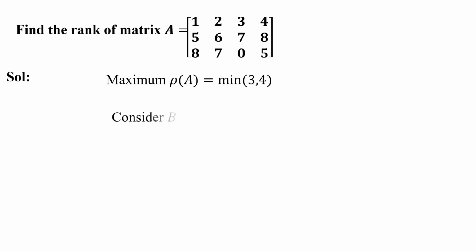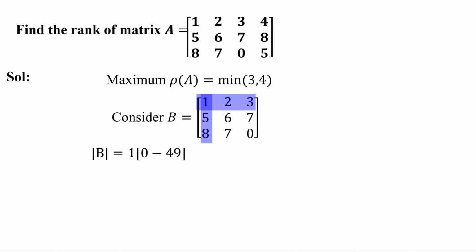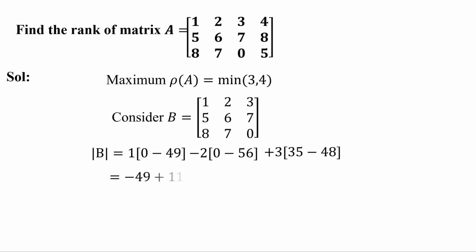Let B be the minor of A, which is of order 3. For the determinant of matrix B, for the first element, you get 1 into 0 minus 49. For the second element, you get minus 2 into 0 minus 56. For the third element, you get 3 into 35 minus 48. So the total will be 24, which is not equal to 0. So matrix B is a non-singular matrix. Therefore, rank of matrix A will be equal to 3.